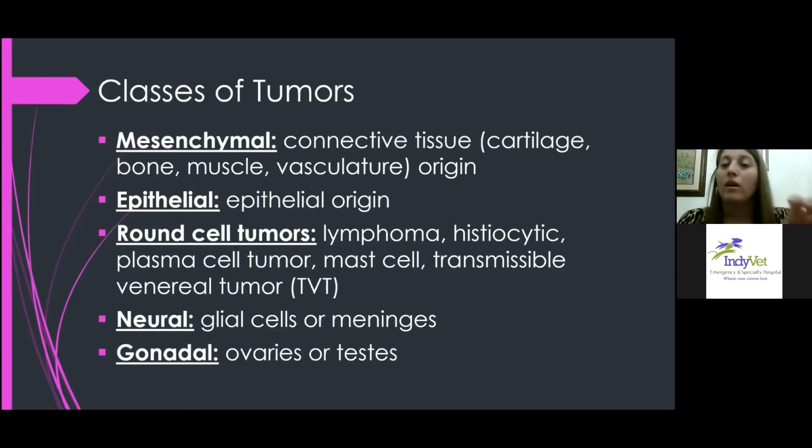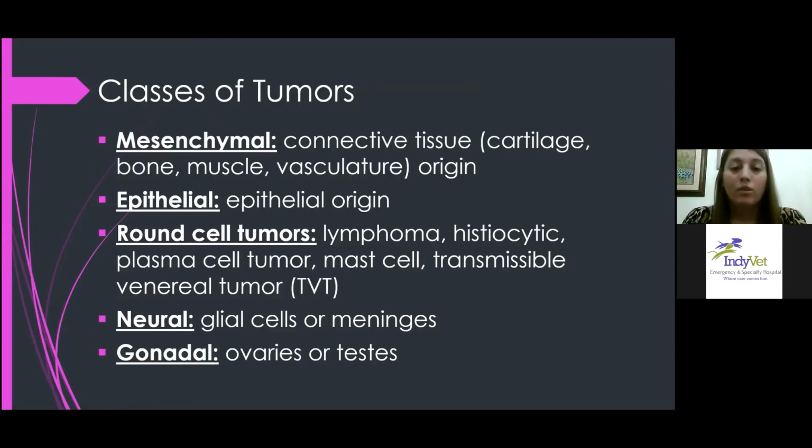And they are kind of spindly shaped on cytology. I'll have pictures for you in a moment. Epithelial tissues, these are obviously epithelial in origin. These are your carcinomas. These are your squamous cell carcinomas, your mammary carcinomas, your pulmonary carcinomas. They're kind of polygonal shaped and they like to stick together in little rafts of clumps.